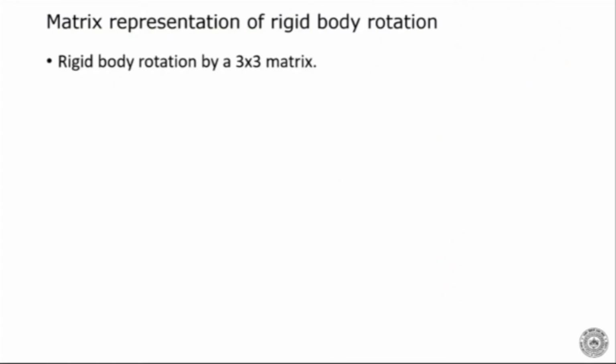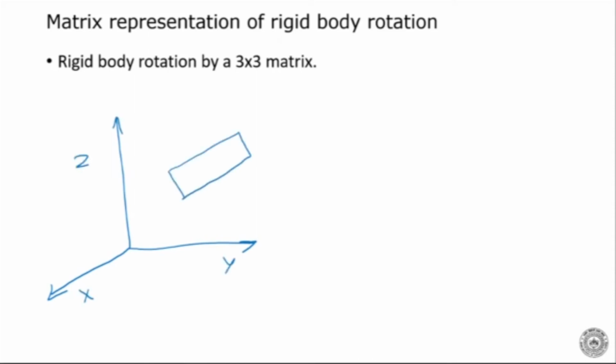And what about the rotation of a rigid body? Now, to represent the rotation of a rigid body, you need a 3 by 3 matrix. What we have seen is that if you have a rigid body like this, we have an axis x, y and z, and we have a rigid body. How do you represent the rigid body?